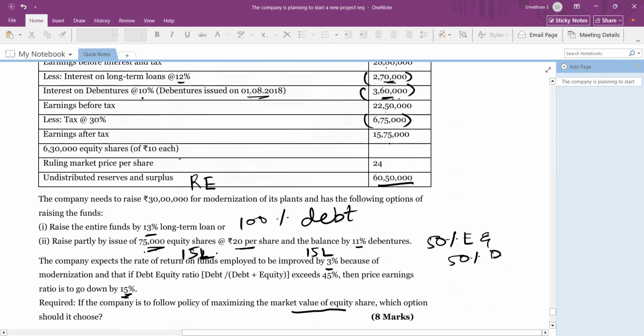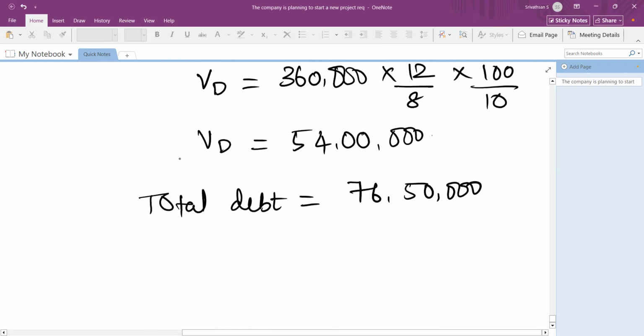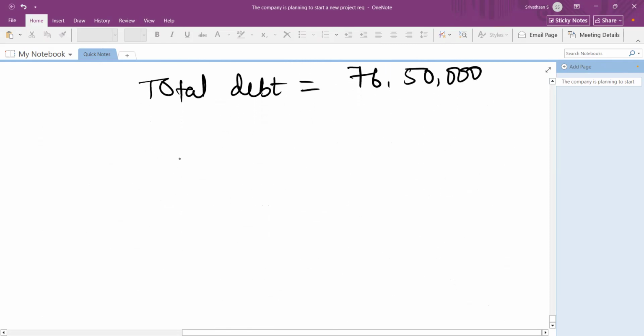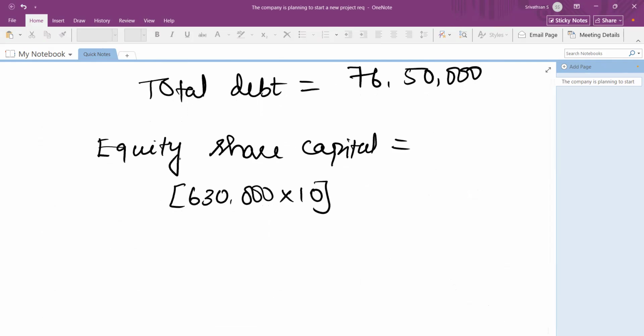Now we have equity share capital in the company. The company has 6,30,000 equity shares outstanding and the value of each share is rupees 10, right? So what is the total equity share capital? Equity share capital is equal to, so basically we have 6,30,000 shares outstanding and the value of one share is 10. So it is 63 lakh is the equity share capital.